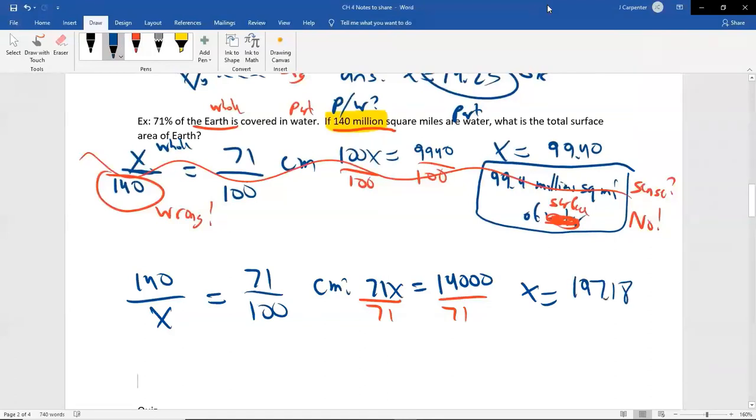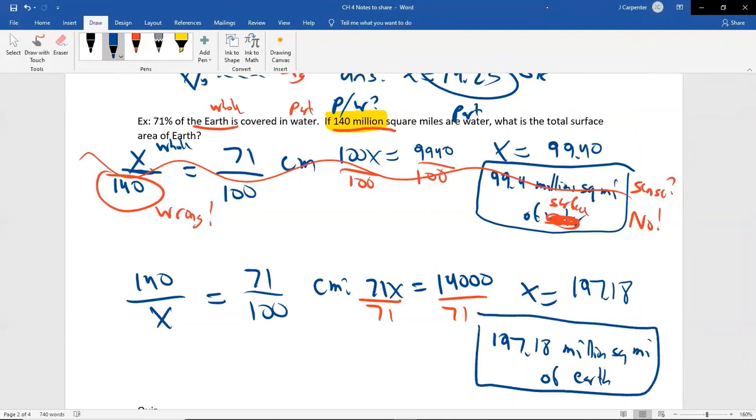But that's not our answer. It's supposed to be 197.18 millions of square miles, and that's of Earth, or of surface area, however you want to phrase that. That includes land and water. That makes sense because 140 million square miles is water, which means then that leaves about 60 million square miles of land.